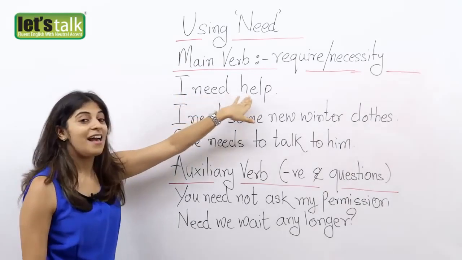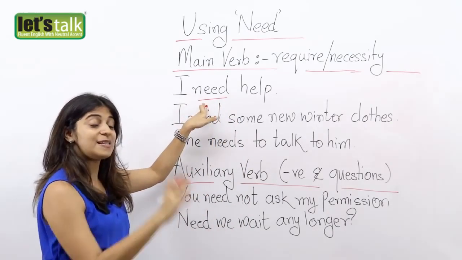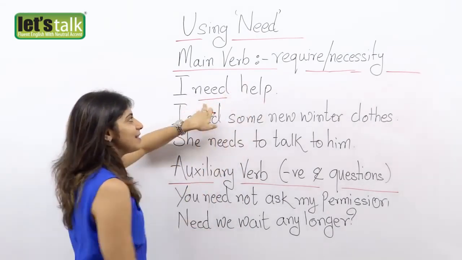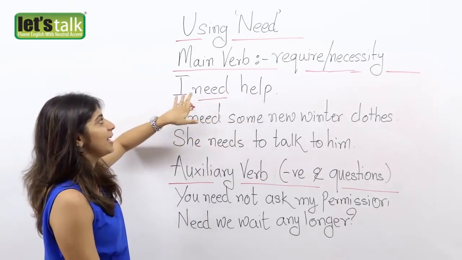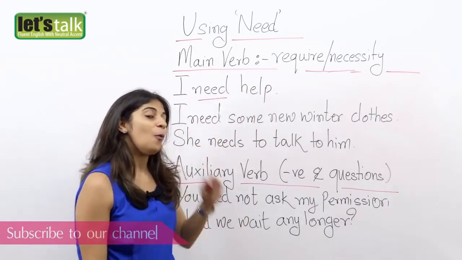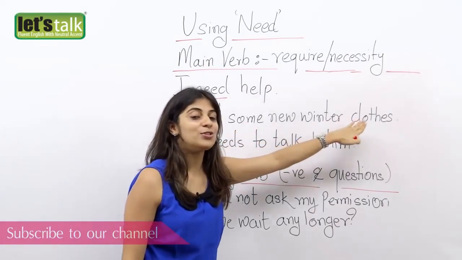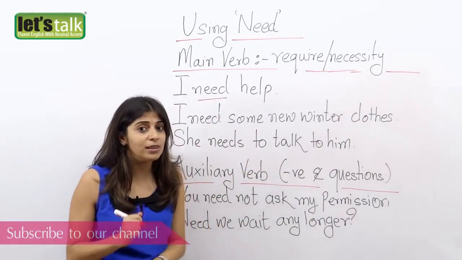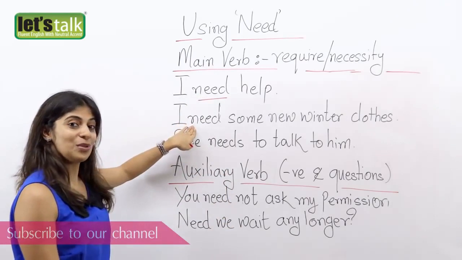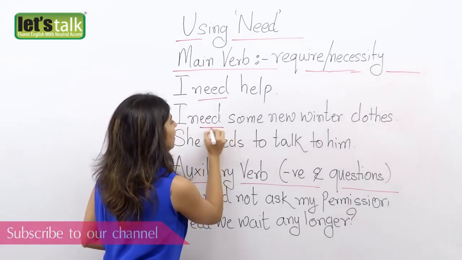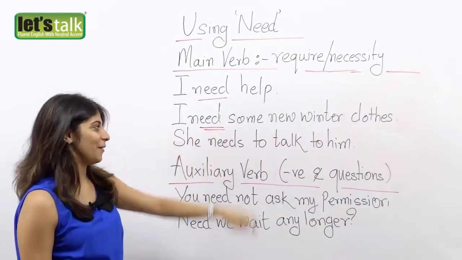Now, I need help. Here, need is your main verb. It is the only verb in this sentence. So need, the help is required. It is necessary. So that explains I need help. We can also look into another sentence here. I need some new winter clothes. Maybe it is very cold outside. So winter clothes is a necessity. Therefore, you would say, I need some new winter clothes. So need is your main verb here.